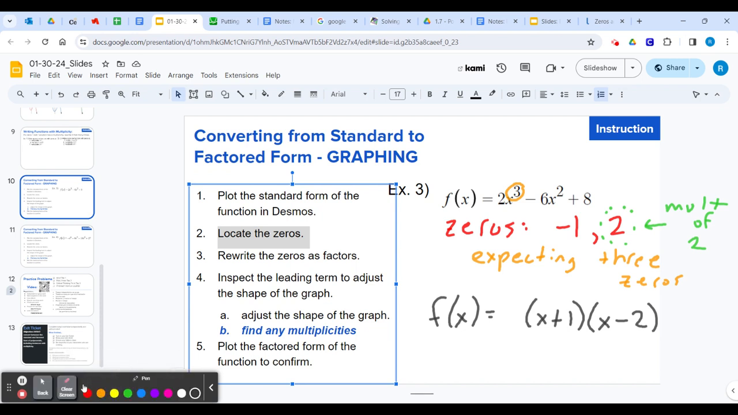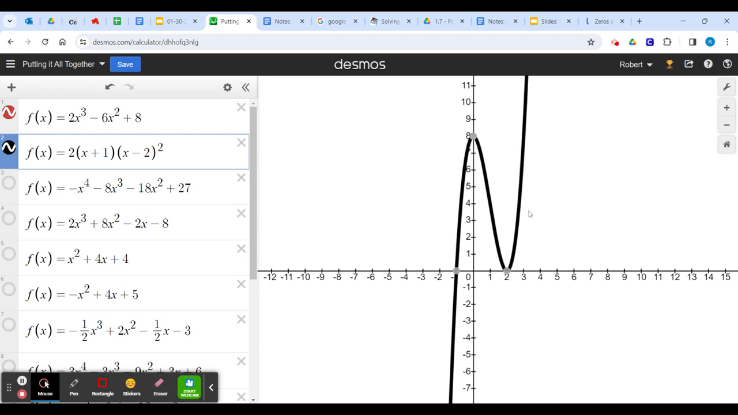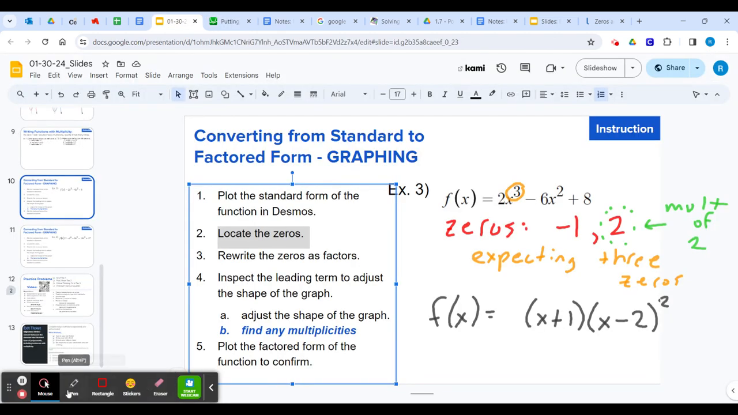You might have noticed my graph shape isn't quite perfect yet, and that's because we need to account for that leading term, right? Notice how we have a stretch there, and that leading term out in front of our standard form is 2, or that leading coefficient, so we just need to throw that 2 in front of our factored form as well in order to get that to match. And that should be our answer because it matches on our graph.